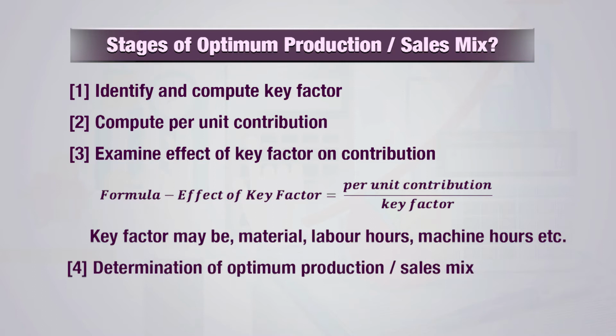Number 4, determination of optimum production or sales mix. After incorporating the effect of key factor in point 3, give the highest rank to the product which has the highest contribution, and give rank to the rest of the products in descending order based on the contribution.